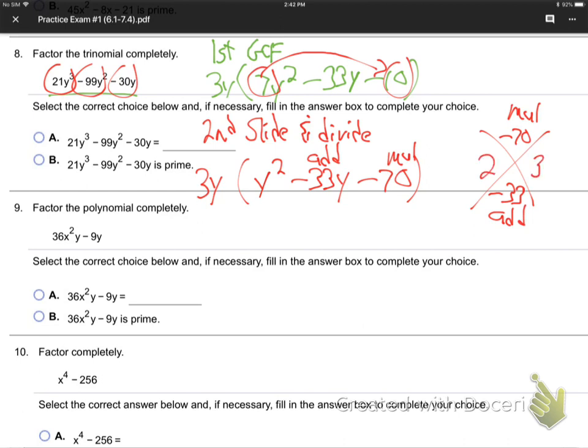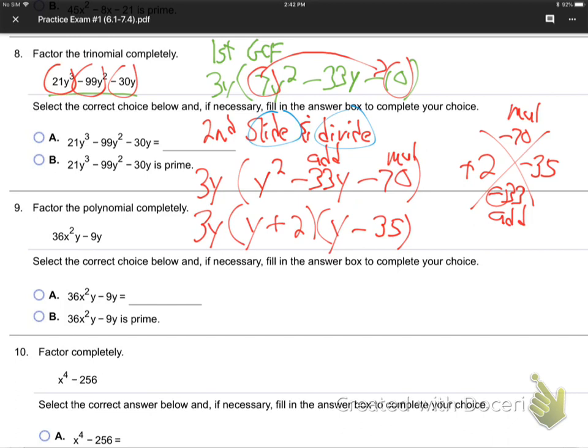2 and 35. Sign in the bottom goes in the bigger. So plus 2 minus 35 adds to be minus 33, multiplies to be negative 70. So then that's y plus 2, y minus 35. That's the slide.